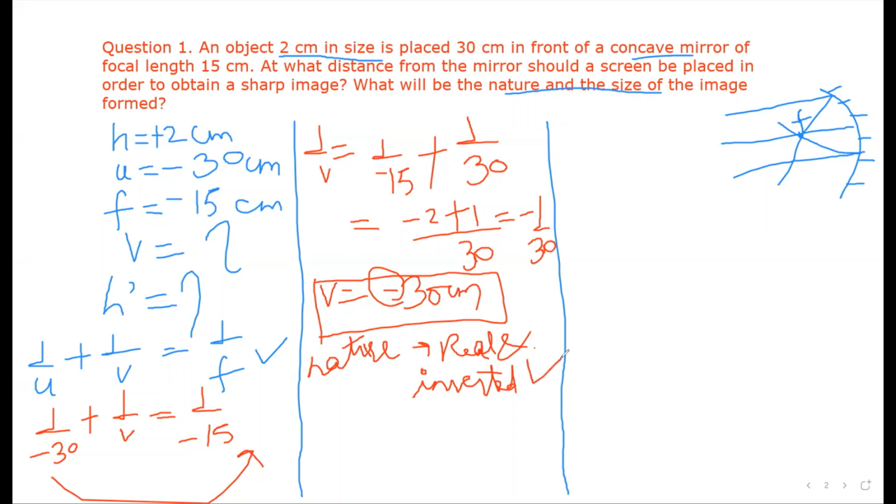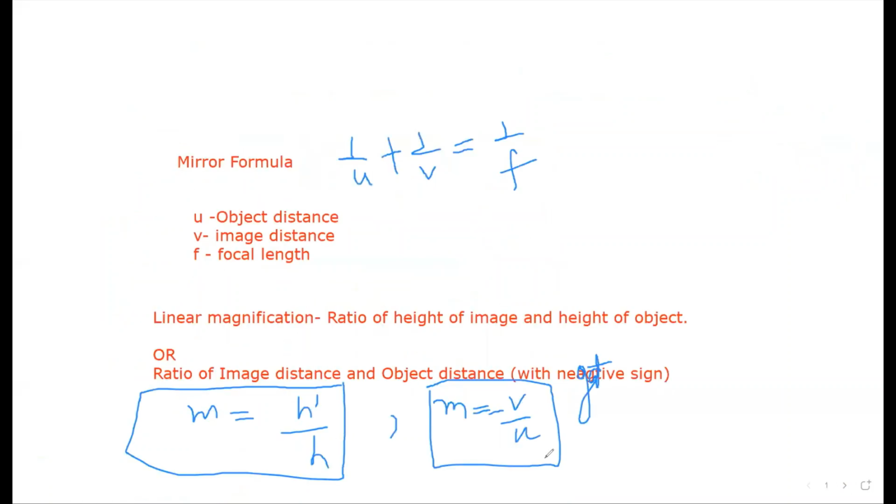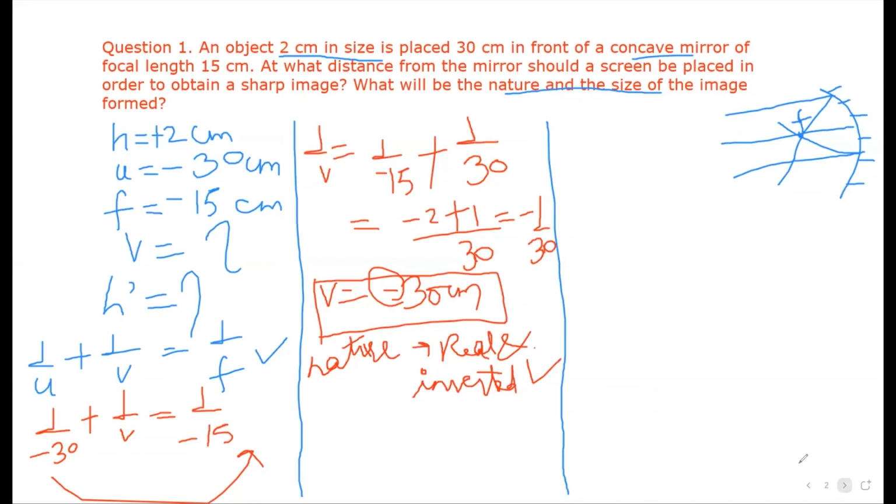Easy. Now, but one more part is there. What is the size of the image formed? So if you remember the two formulas I told you, h dash upon h and minus v upon u. First of all, we will see the value of magnification. Magnification is equal to minus v upon u. And one more formula we know, this is h dash upon h. So if you compare, m is equal in both formulas, so you can equate them.